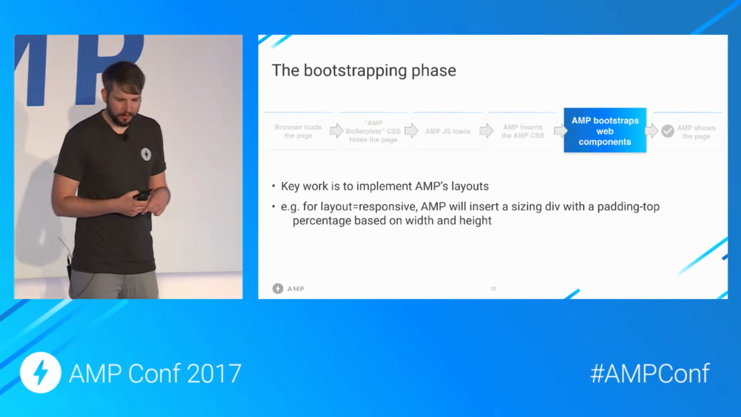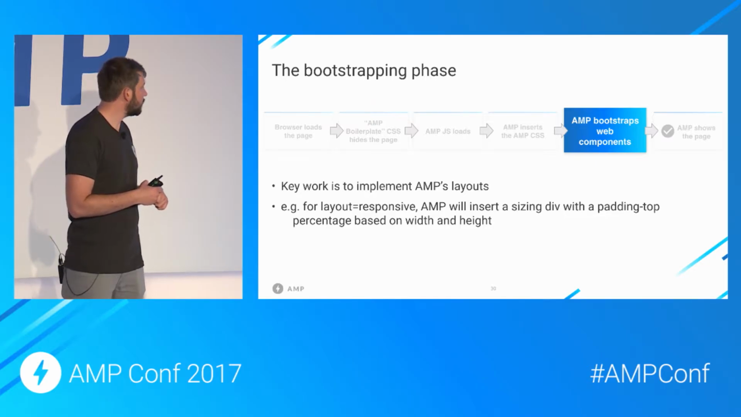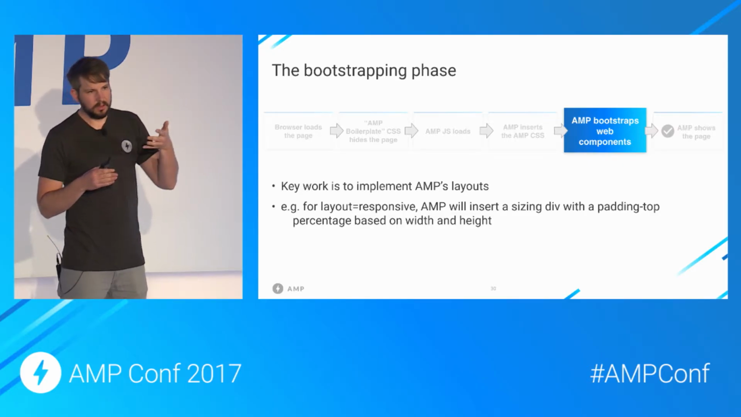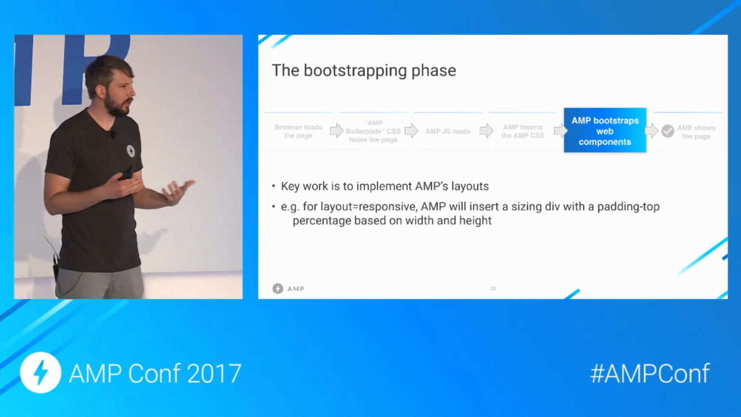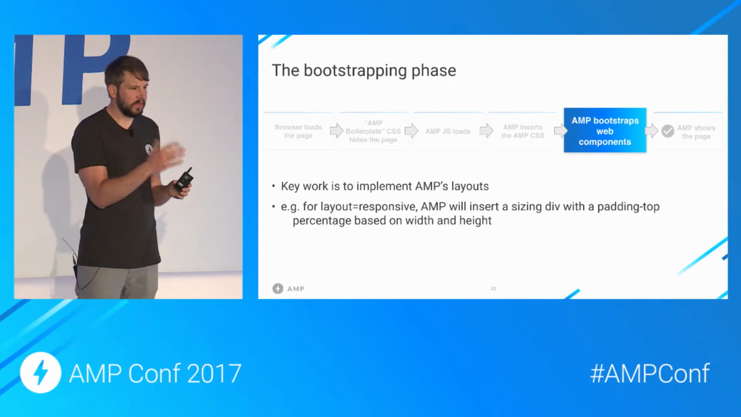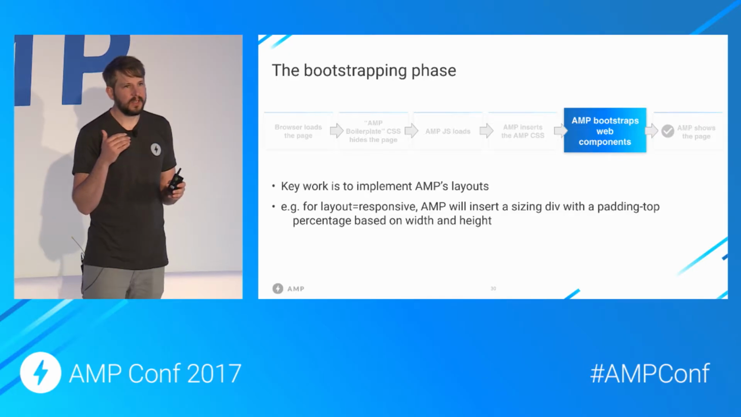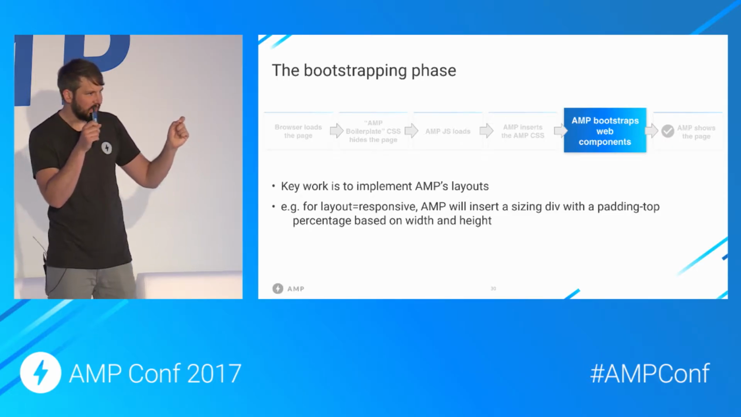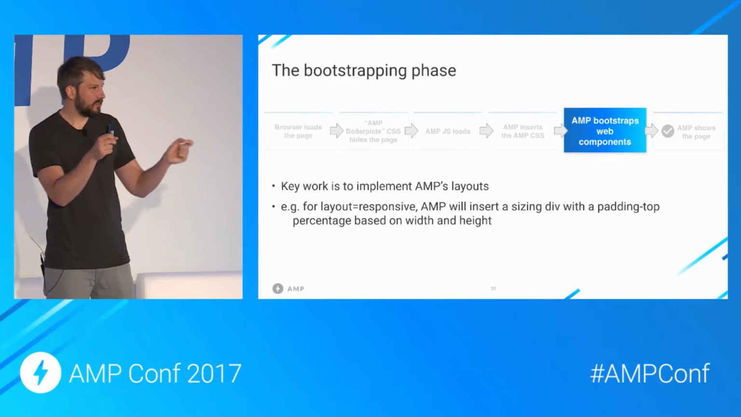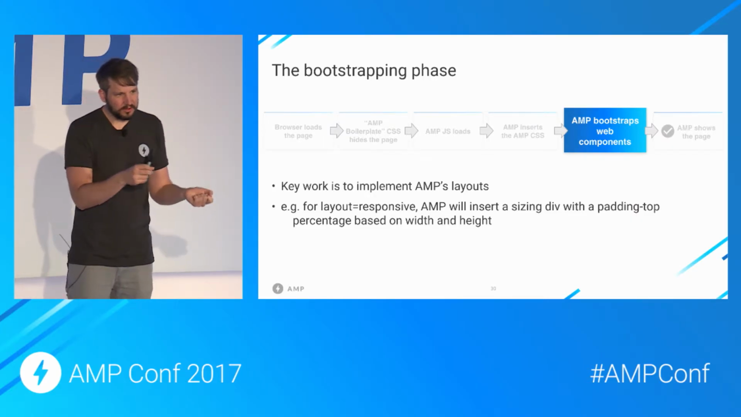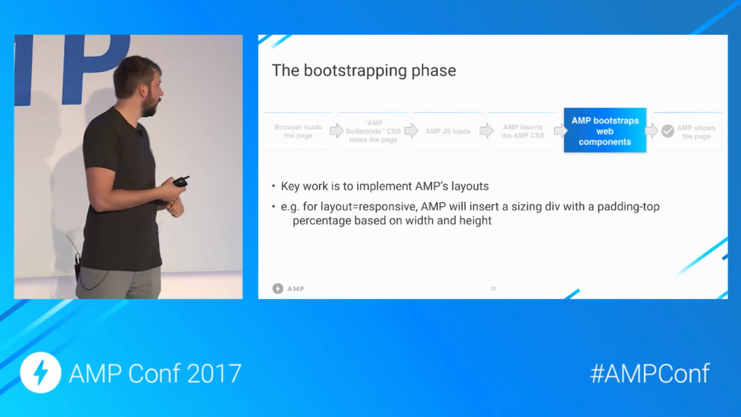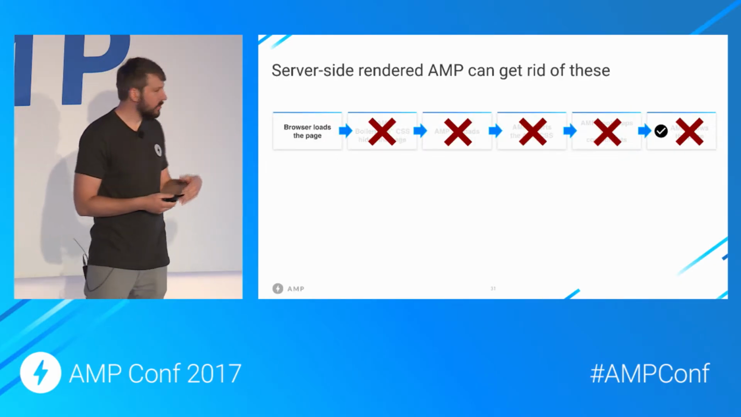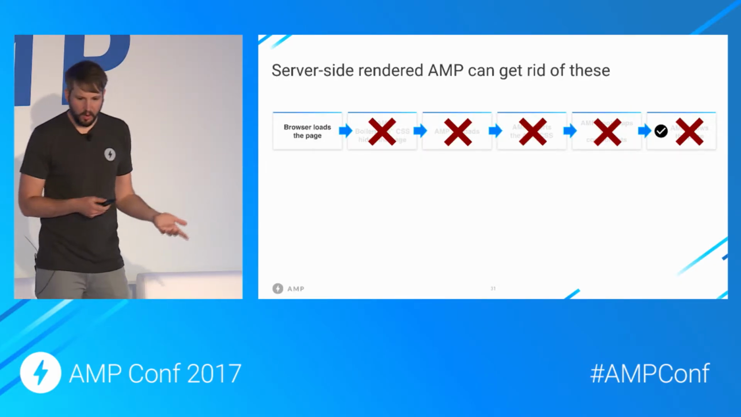So the main work here is really this part. It's the hard part: going from web component to the HTML that you need to actually draw what the user expects. For example, you've probably all put layout responsive on the element. What it does is create the HTML for this crazy hack for responsive images, which basically puts in a div that has a padding that's a percentage based on the aspect ratio, something you hopefully have never done before. But that's what it does, and what we are going to do is server-side render this, and it means they all go away.